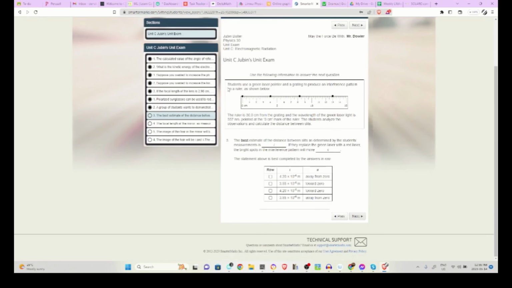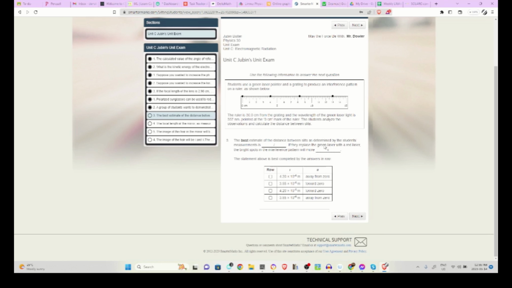Number 3. Students use a green laser pointer and a grating to produce an interference pattern on a ruler as shown below. So the ruler is 30 centimeters from the grating, and the wavelength of the green laser light is 557 nanometers, pointed at the 0 centimeter mark on the ruler. The best estimate of the distance between slits as determined by the student's measurement is, and if they replace green with a red laser, the bright spots will move in which way?